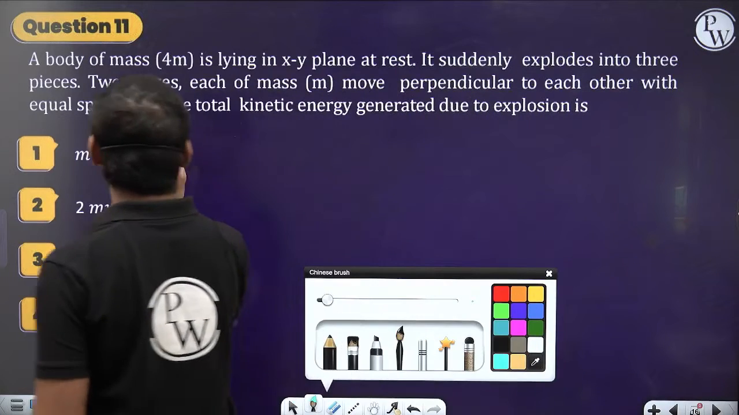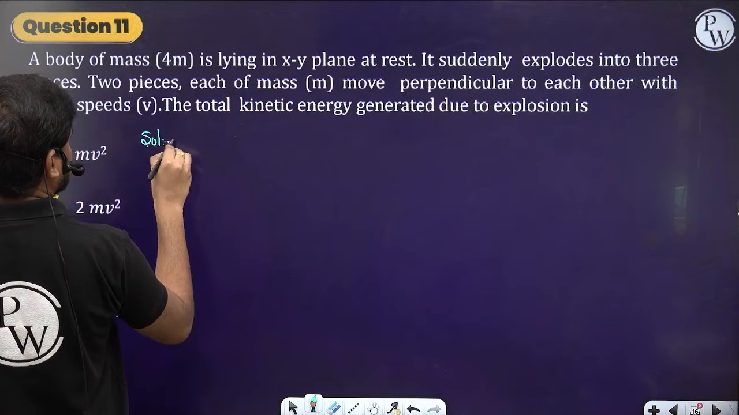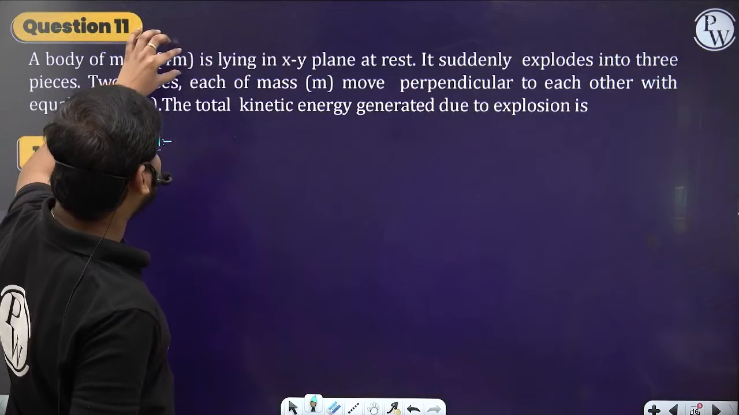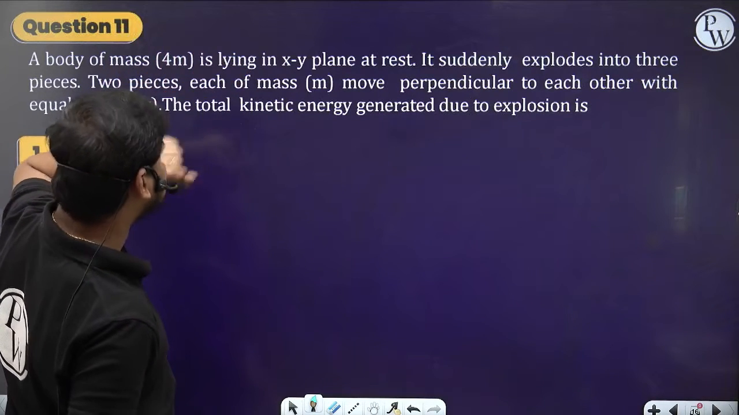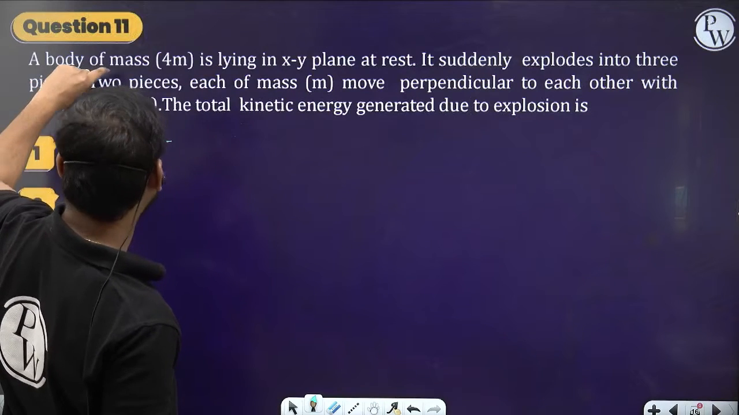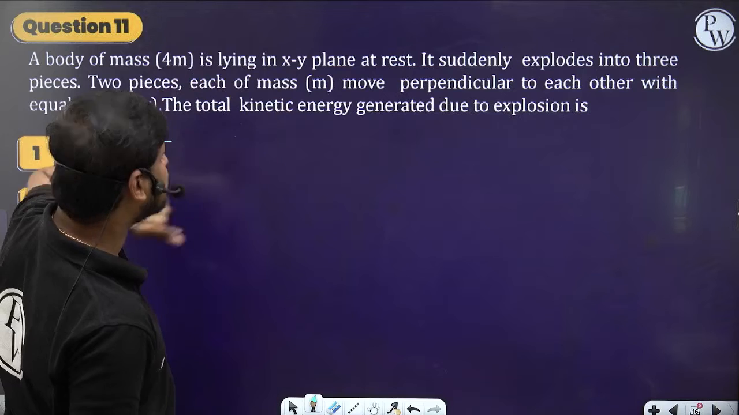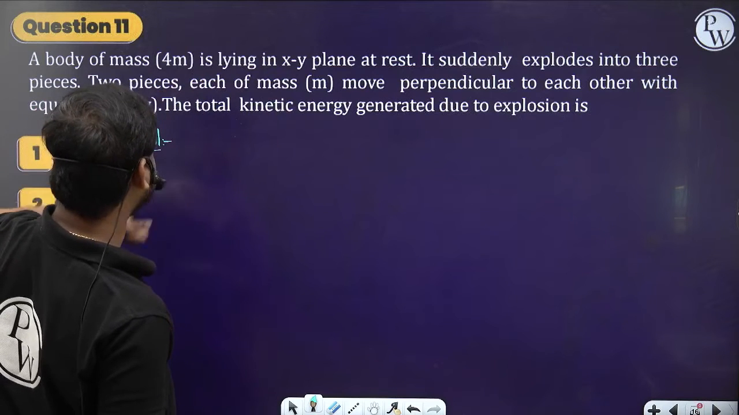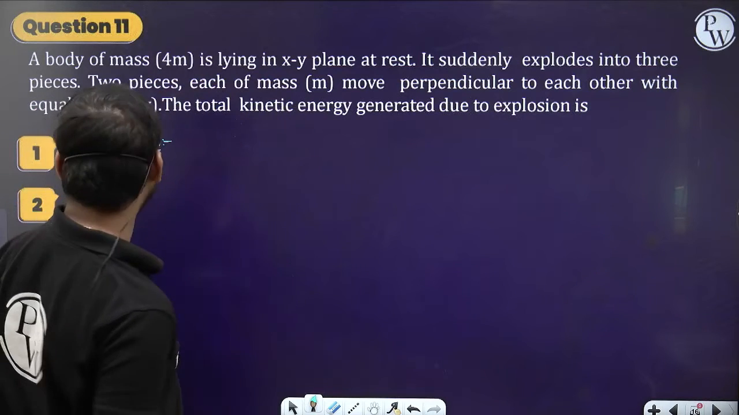Let's take the next question. So what does the question say? A body of mass 4m is lying on the xy plane at rest. Initially it is at rest. It suddenly explodes into 3 pieces. So 2 pieces each of mass m move perpendicular to each other with speed v. So the total kinetic energy generated in this process.